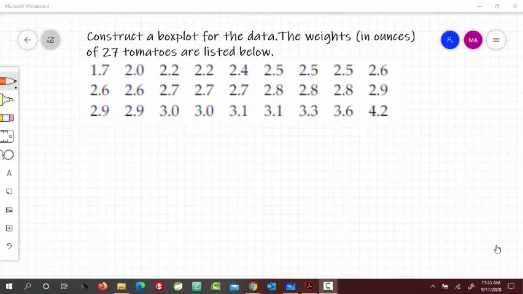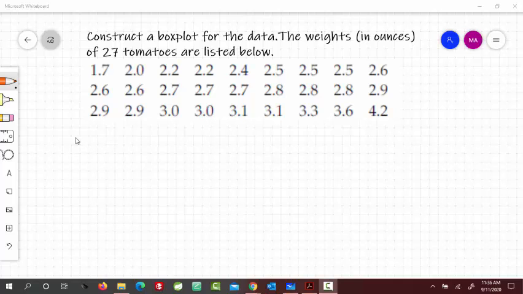In this video, we will learn how to construct a box plot for the given data. So we are given this data. In this example, there are 27 values, and if you see that, this data is arranged in ascending order. To construct a box plot, we need a few steps.